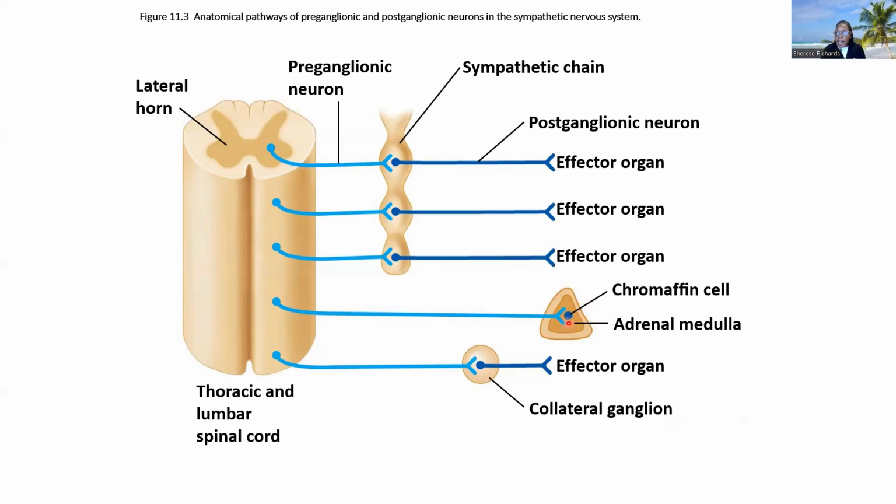Okay. Either way, regardless of where these preganglionic neurons synapse, the resulting action will be that the postganglionic neuron or the chromaffin cell, which is a modified postganglionic neuron, will then release its neurotransmitter, and that will result in an effect on the effector organ in question. All right, so that's just kind of going over the way that the sympathetic nervous system is organized and the way that that can communicate.